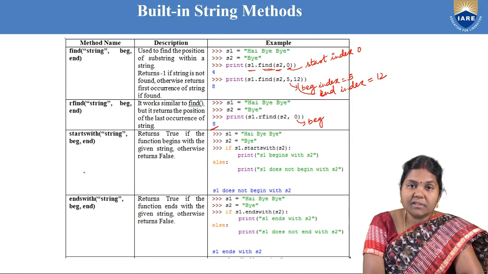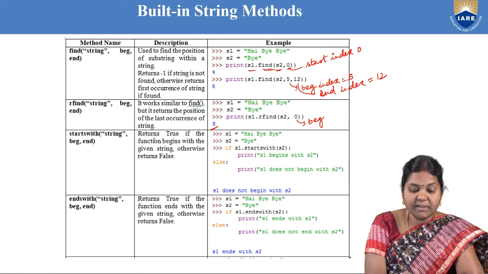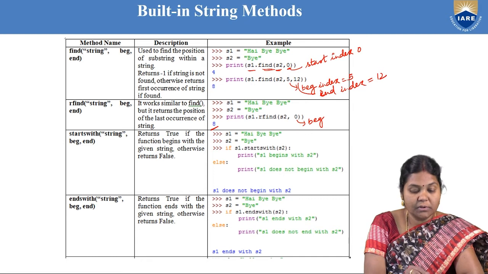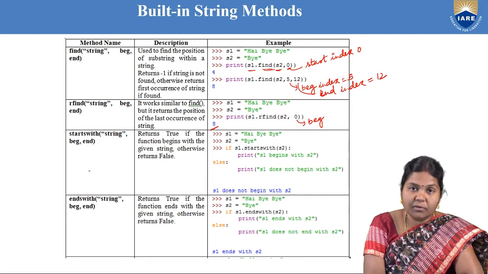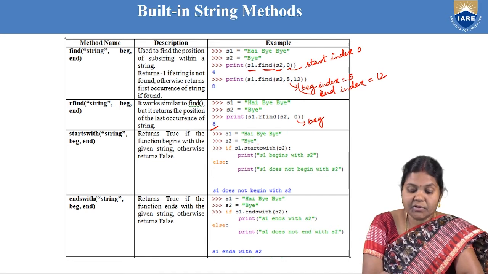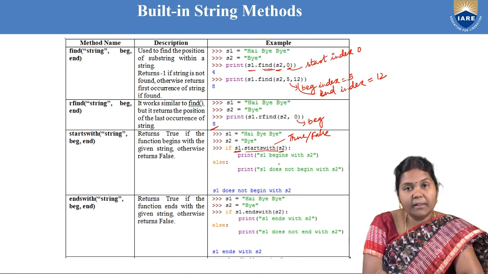Now, the next function is called startswith. If you want to check whether a particular string starts with another substring or not, you can check it. It returns true if the string begins with the given substring, otherwise it returns false. startswith takes 3 arguments or parameters. One is the string, then the beginning and ending positions. Let us take the same example. Hi, bye, bye is the first string. S2 is bye. Now, let us check if S1 starts with S2. What does it return? startswith always returns true or false. If it starts with bye, then it will return true.